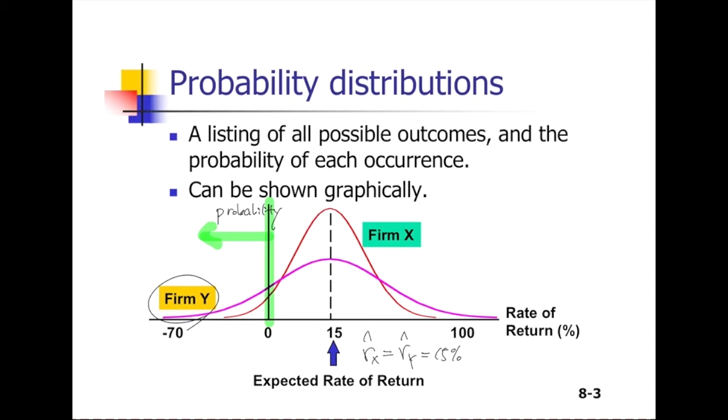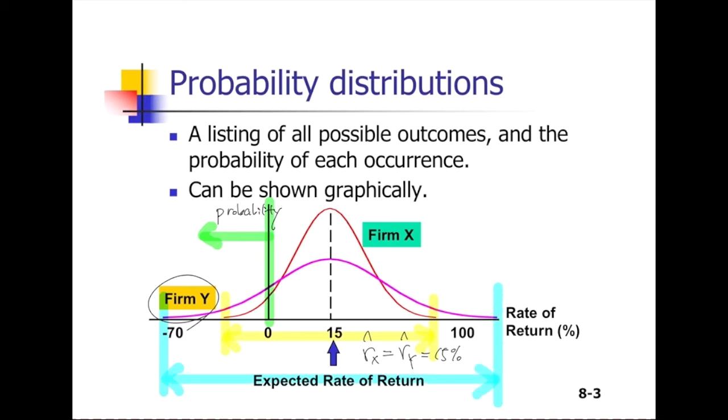So as you can see, firm X's expected return changes from here to here, right? But firm Y's expected return fluctuates from here to here, right? So the variation of firm Y is higher than firm X. So we can say this is more risky than firm X.